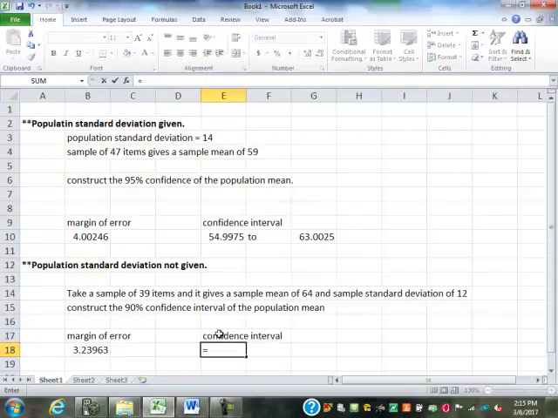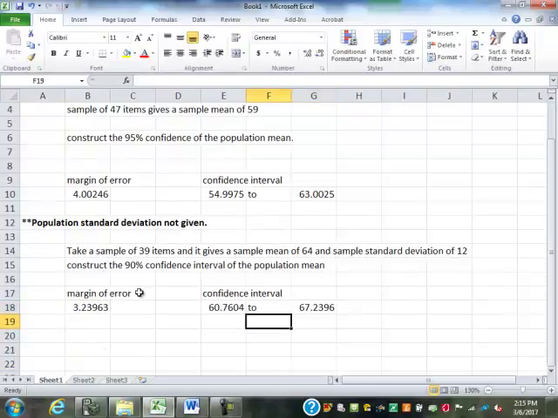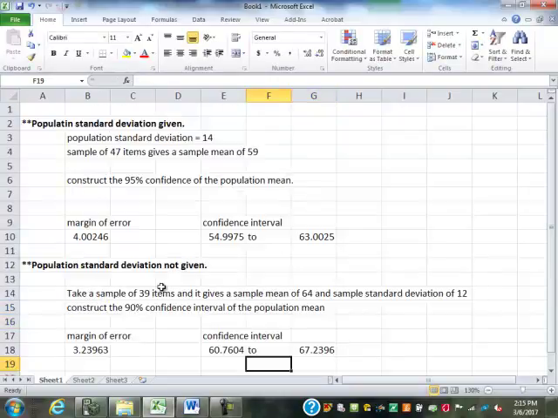So this is going to equal our sample mean of 64 minus the margin of error to our sample mean of 64 plus our margin of error. And there's our confidence interval for the population mean, when we are not given the population standard deviation.